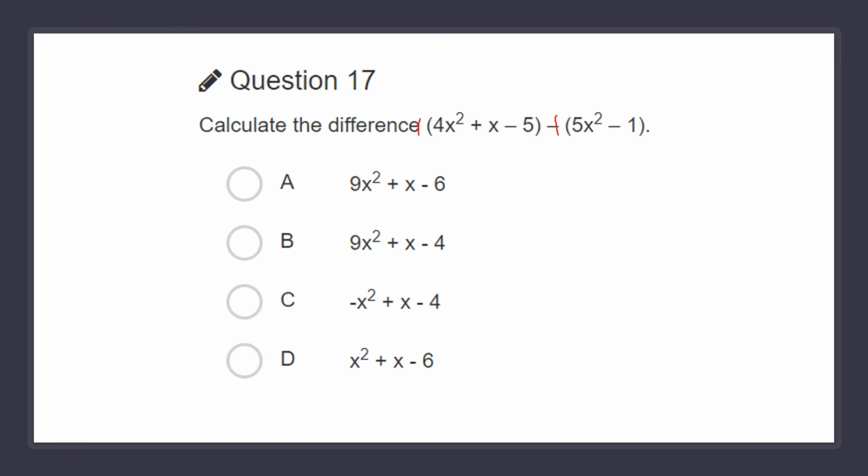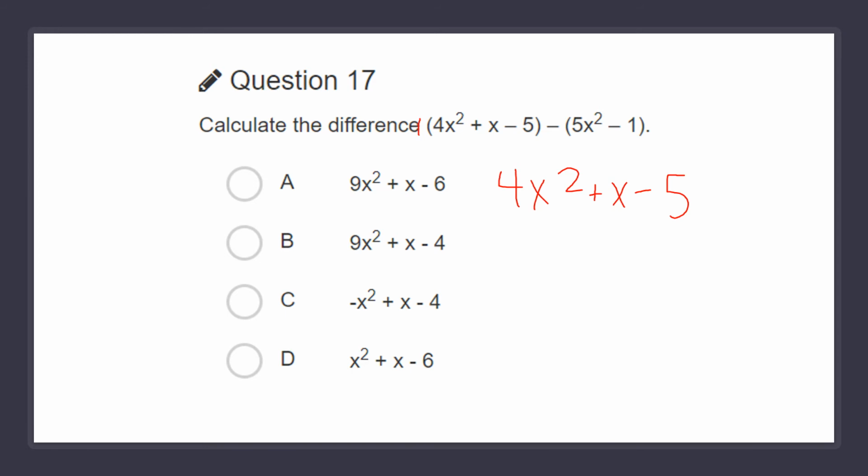So on that first polynomial, there's a 1. And if you distribute a 1, it doesn't change anything. So I'm just going to bring the 4x squared plus x minus 5 down. But on the next one, it's a -1. And so we're going to need to distribute that.